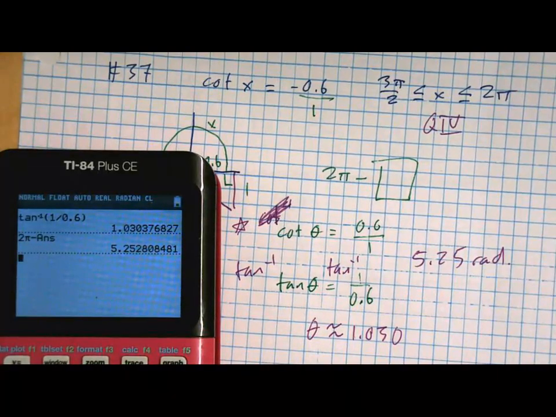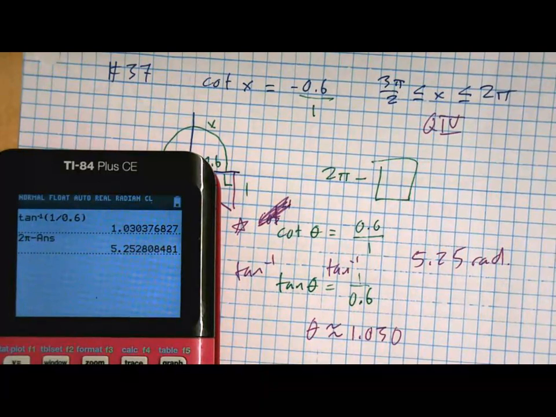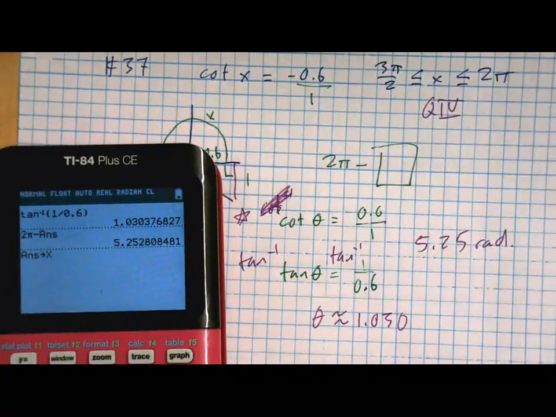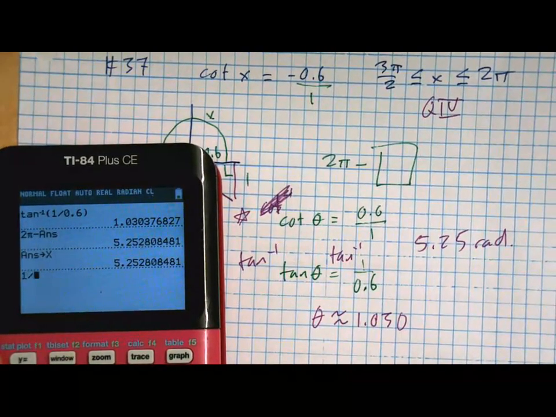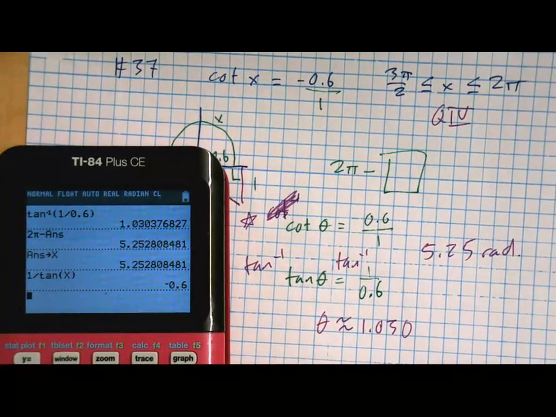What if we plugged it back into our original equation and see if it worked? Yep. I'm going to store this as x. And then I'm going to do the cotangent of x. Now, I don't have a cotangent button, but I can type 1 divided by tangent x. And there we go, negative 0.6. I'm feeling pretty good about that.